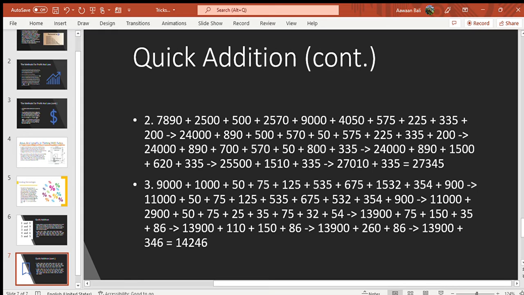So after 24,000 plus 890, you would say the same. 500, and then we have 200 already from before, so we can get 700. 570 and 50, we don't exactly have a use for them right now. And if we add 575 with 225, we get 800. 335 is the same. Then we can simplify even further, because we can do 700 plus 800, which is 1,500, and then we can just directly add the 570 with the 50 to get 620, and the 335 is left.